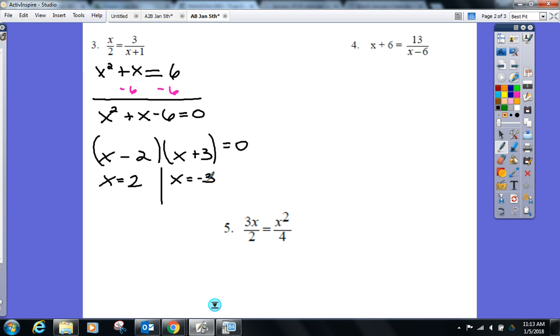How many answers did I get out? 2, just like we predicted, because 2 is the highest exponent at the beginning of the problem. So that's why I have 2 values here. All right, any issues? Okay, let's keep going.